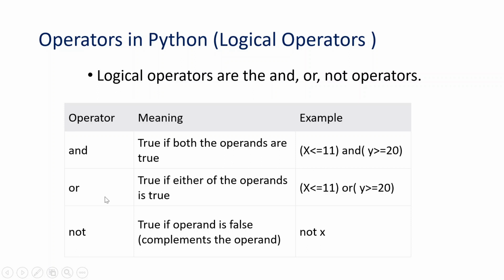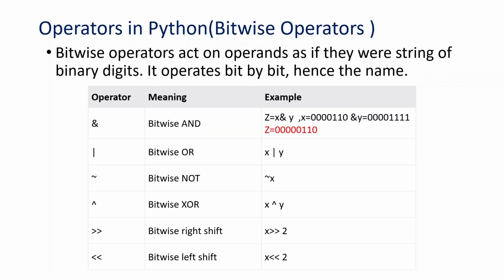The same thing for or: if either of the operands is true, meaning if this condition is true or this condition is false, then it will return true. If any one condition is true, it will return the true value after execution of these two statements. Not is true if the operand is false, so it complements the operand. In that way it performs the logical operations.